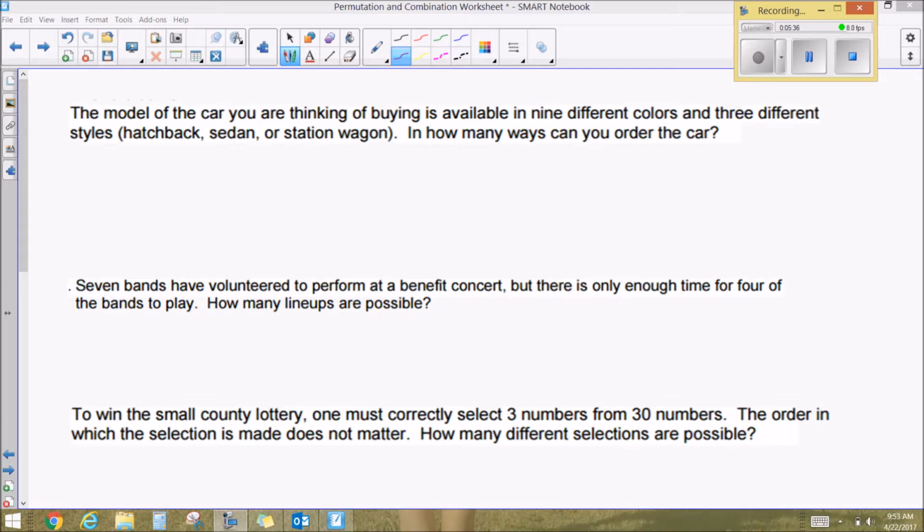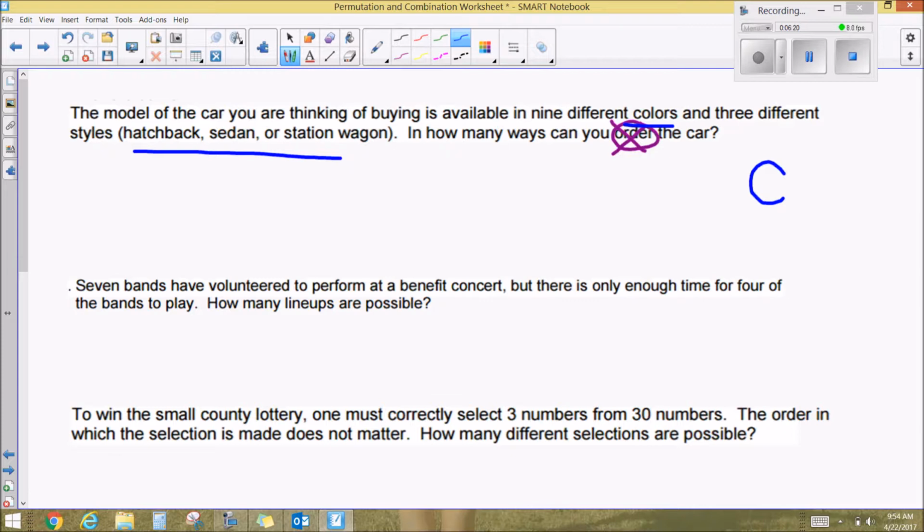This top example is tricky, possibly slightly, because it does have the word order in it, but the word order here doesn't mean we're putting the cars in order. It means we're actually making a plan to purchase. So while it says order, it doesn't mean that we're ranking in any way. We are going to choose one style, we're going to choose one color, and I guess that's it. And it doesn't matter whether I choose it to be a hatchback first or a blue car first. The order there doesn't matter. If I order a blue hatchback, that's one possibility. So this one's going to be a combination.